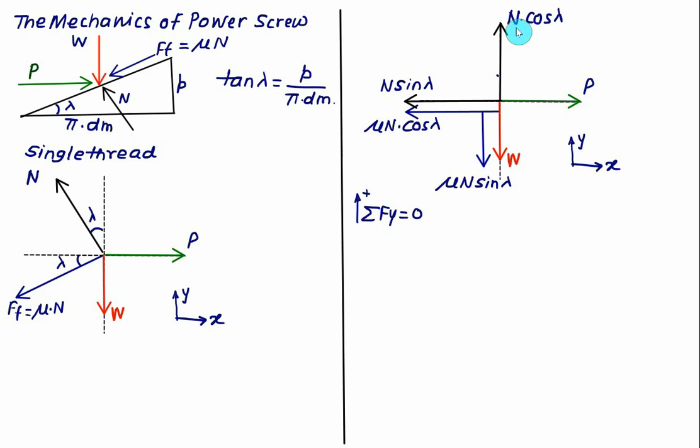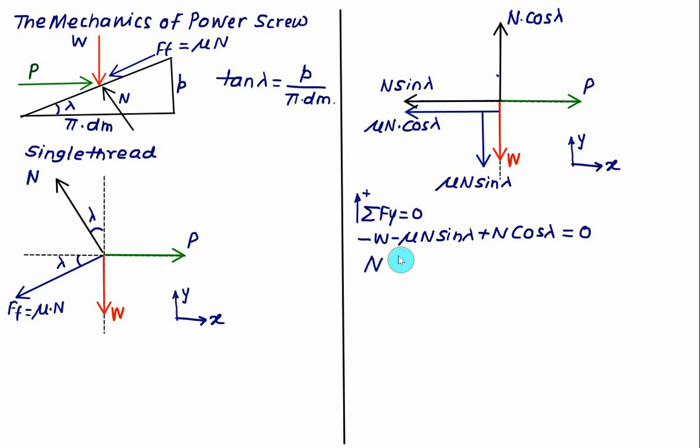In that case, n cos lambda will be positive value, mu n sin lambda will be negative value, and w will be negative value. So we have minus w minus mu n sin lambda, and n into cos lambda is acting upward, so that is positive value. So we have plus n into cos of lambda must equal to 0. So we can find out the value of n, that is the normal reaction.